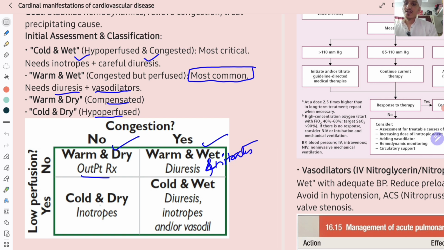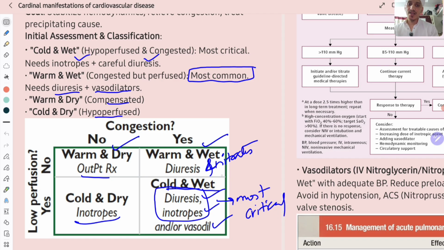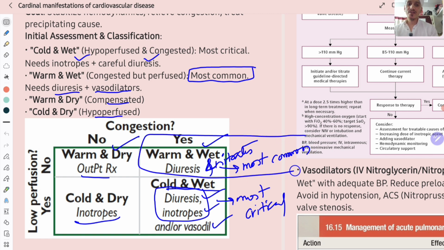Cold and dry, you will give inotropes. Cold and wet, you will give diuresis, inotropes, and vasodilators. In this, these two are important: diuresis and inotropes. Cold and wet is the worst, the most critical one, and it is also the most common. Most commonly, you will see this type of heart failure.